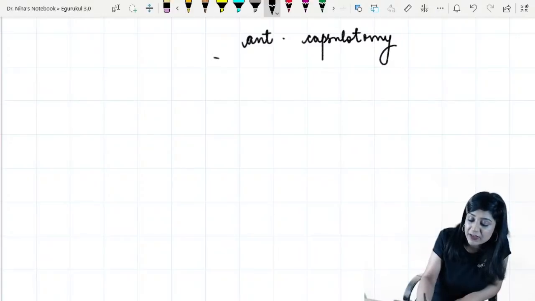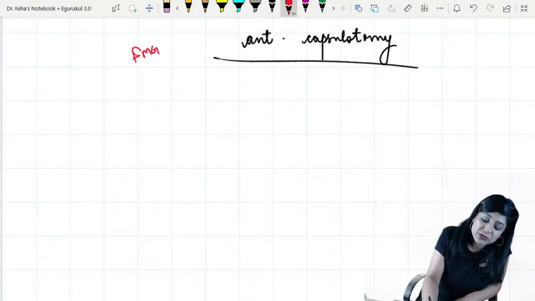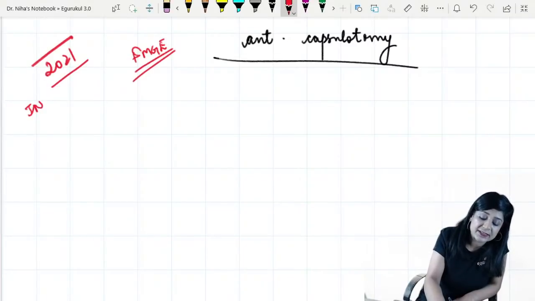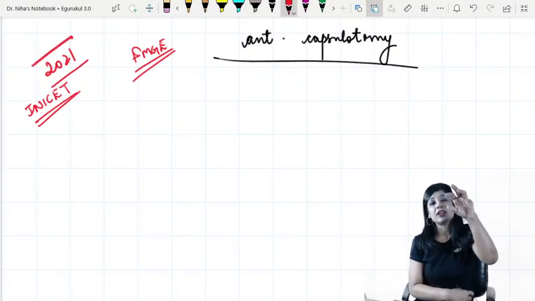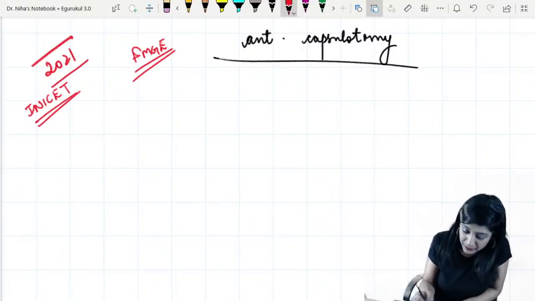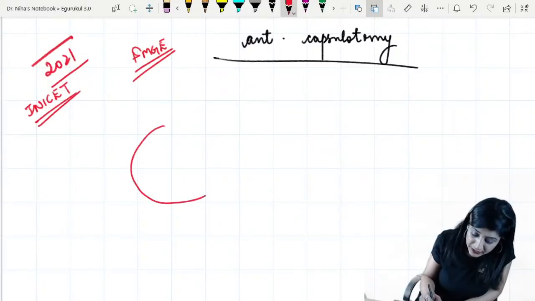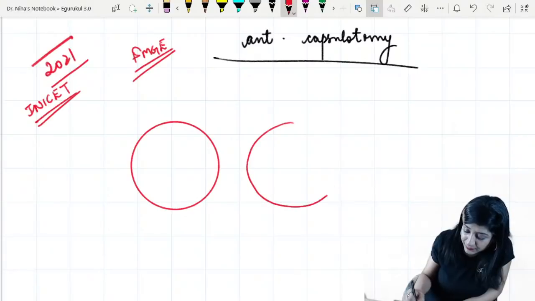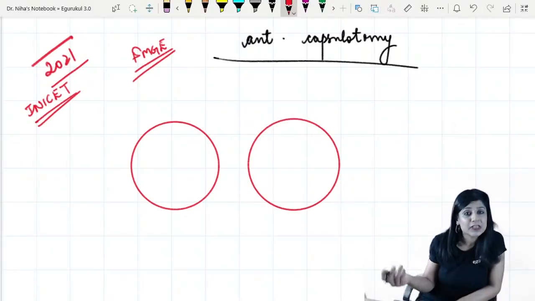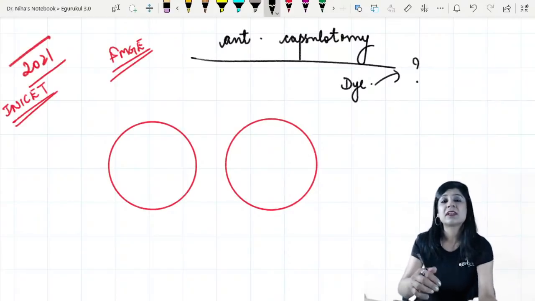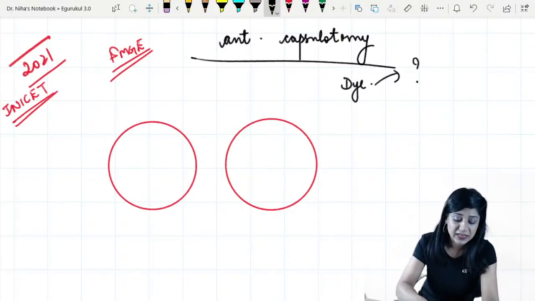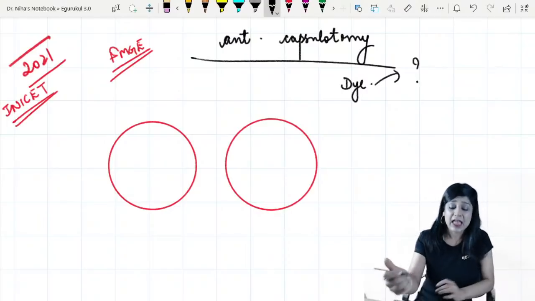Now this is again a very very important question, especially for the FMGE exam. This question has even come in 2021 also in your INI-CET. So we are getting questions related to the instruments also. In order to reach the lens, we actually have to create an opening in the anterior capsule. This opening is done with the help of cystitome. So the first question which they ask is, what is the name of the dye that we are using for the anterior capsulotomy?